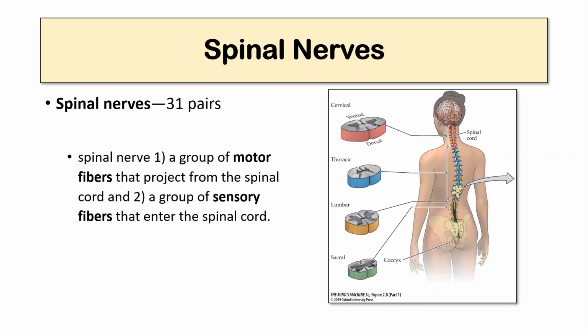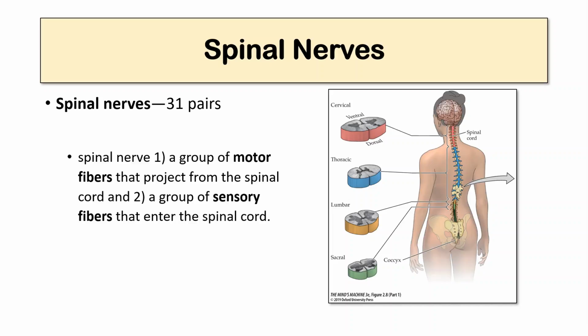Hi, class. In this second part of this lecture on the large structural organization of the nervous system, we're going to continue our discussion of the peripheral nervous system. Previously, we had discussed the 12 cranial nerves, and ended by talking about the spinal nerves that are coming off of the spinal cord.